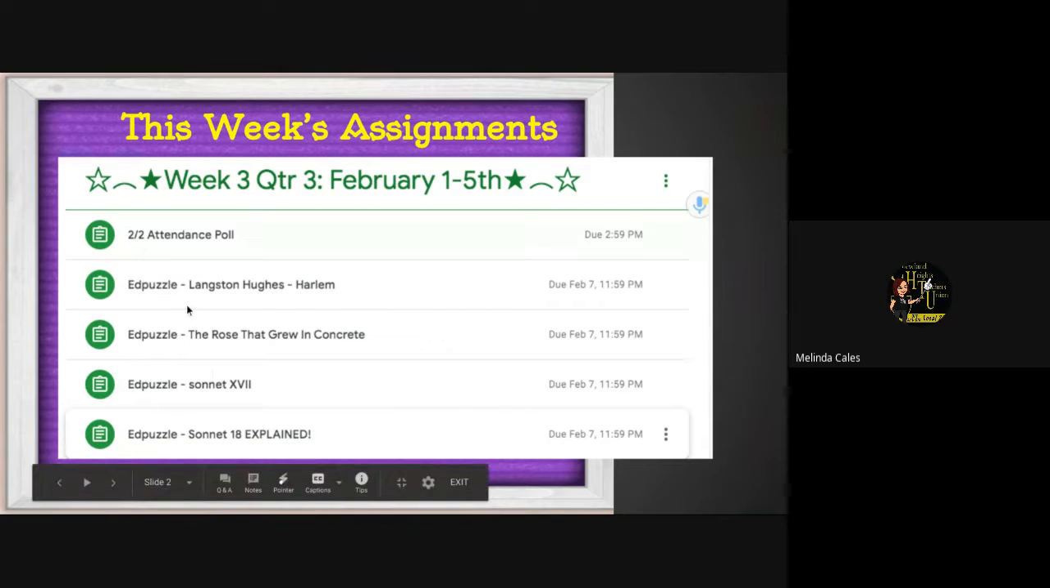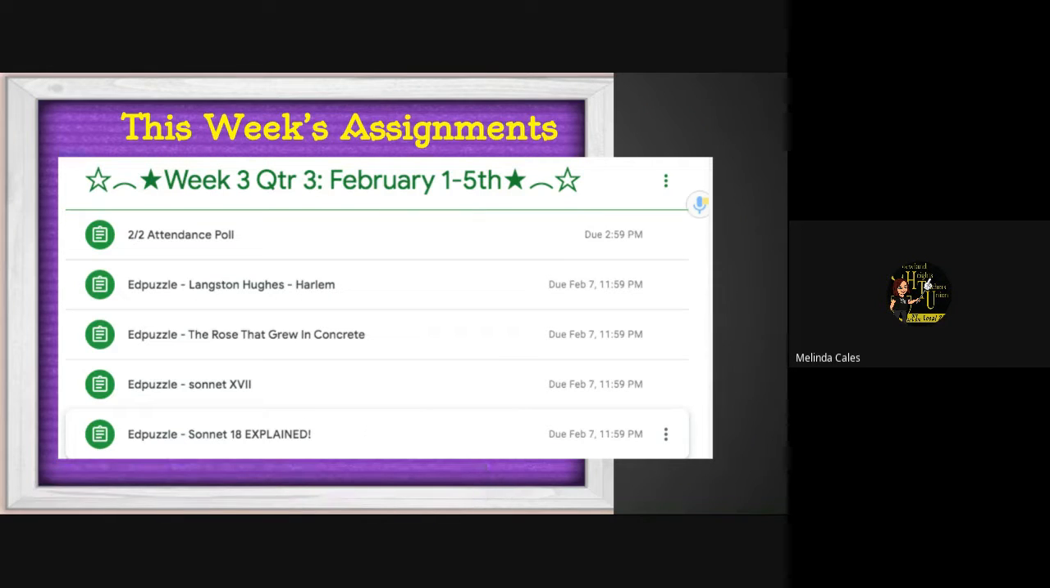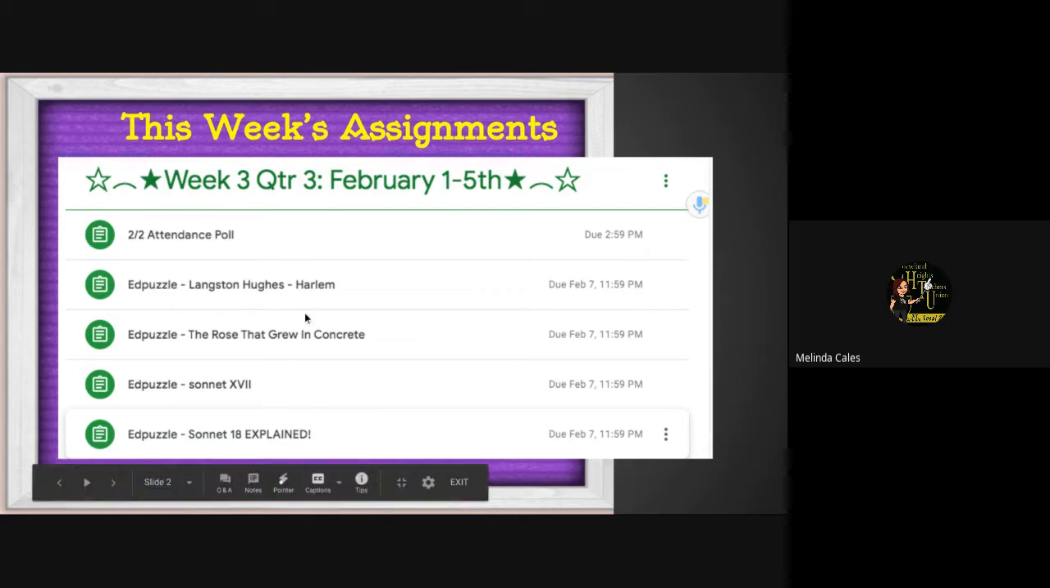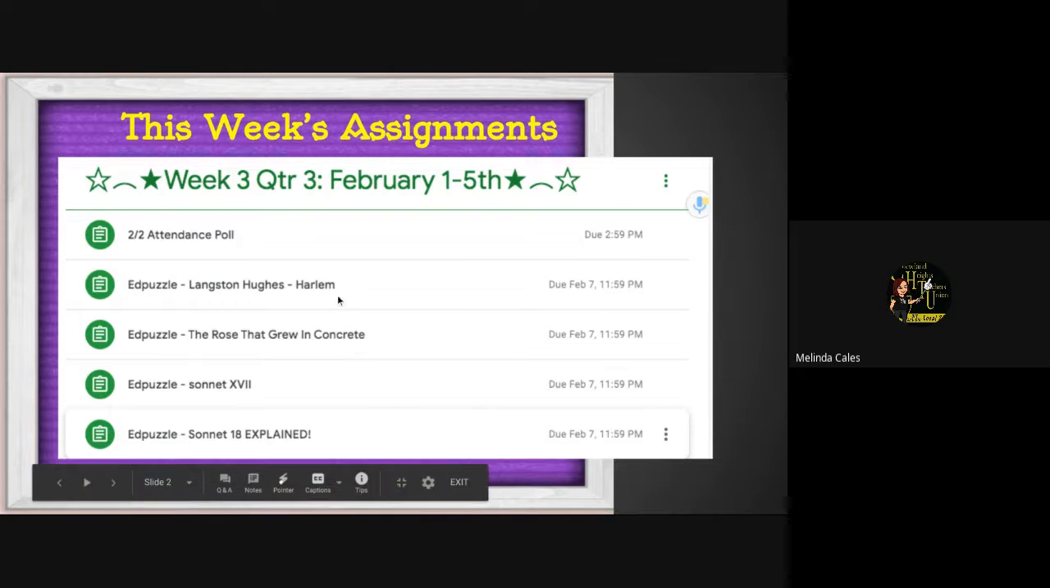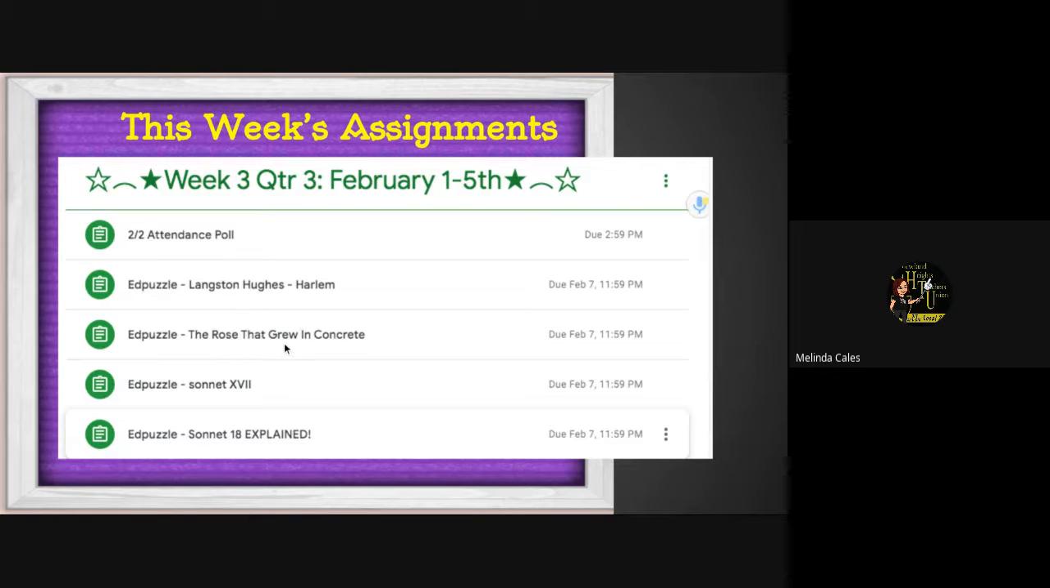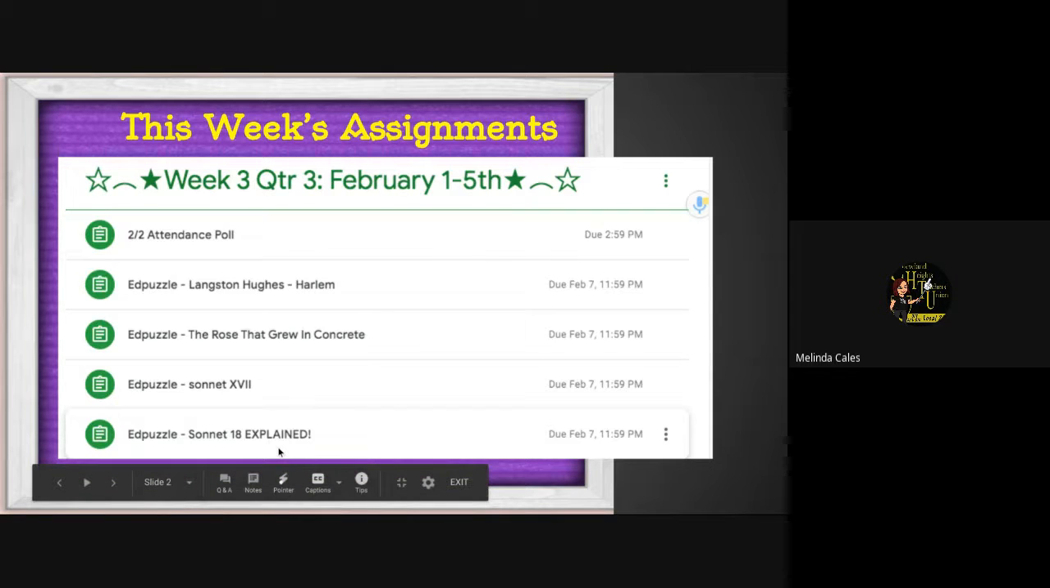So this week I asked you to do 4 EdPuzzles. Each EdPuzzle is under 10 minutes long, maybe between 8 and 10 minutes. We looked at 4 different poems. The first one that I had listed, I don't know if I put them in the same order for everybody, but this one is the screenshot there, chunked. I mean chunked in that the first 2 on this list have something in common, and the second 2 have something in common with each other.